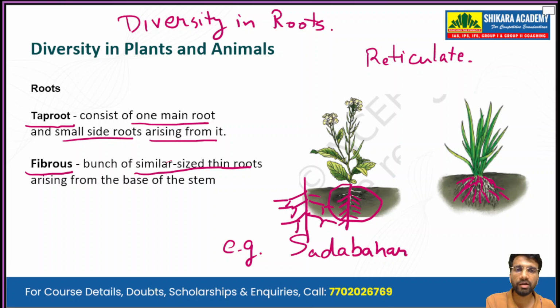Generally, plants with reticulate venation have tap roots. And on the other hand, the plants with parallel venation have fibrous roots.